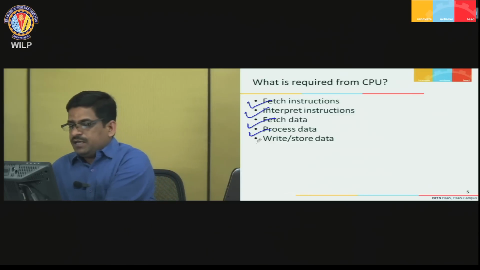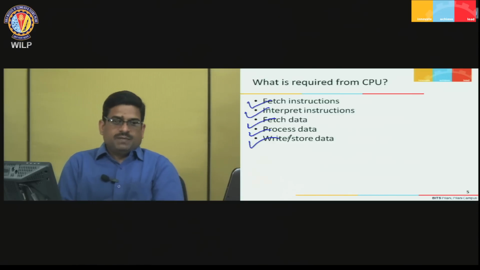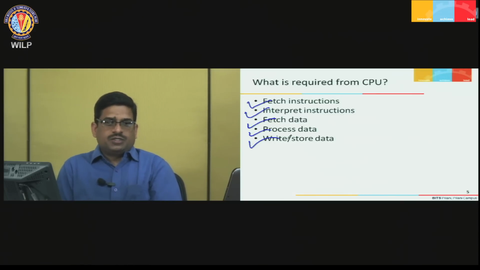Then finally, if required, the data has to be written to some location, either a register or some memory location. So from my CPU I require all these capabilities or functionalities. It should be able to do all these things, then only I can execute my program or my instructions.